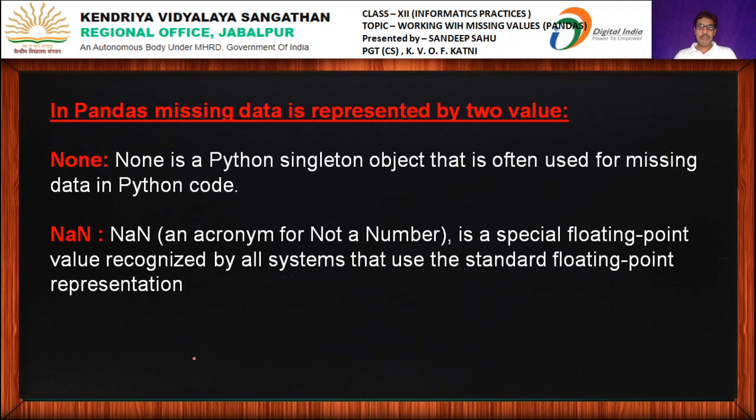In pandas, missing data is represented by two values. First is None and second is NaN. None is a Python singleton object that is often used for missing data in Python code. Now NaN is an acronym for Not a Number. This is a special floating point value recognized by all systems that use the standard floating point representation.